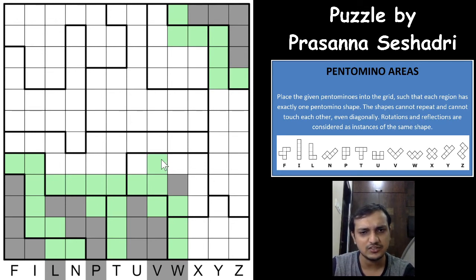So if you unshade this cell, again you form a P here. Exactly, right? So there are exactly 12 different shapes and 12 different regions we have to fill in with. So you cannot have 2 P's here. So all of these 3 will be shaded now.